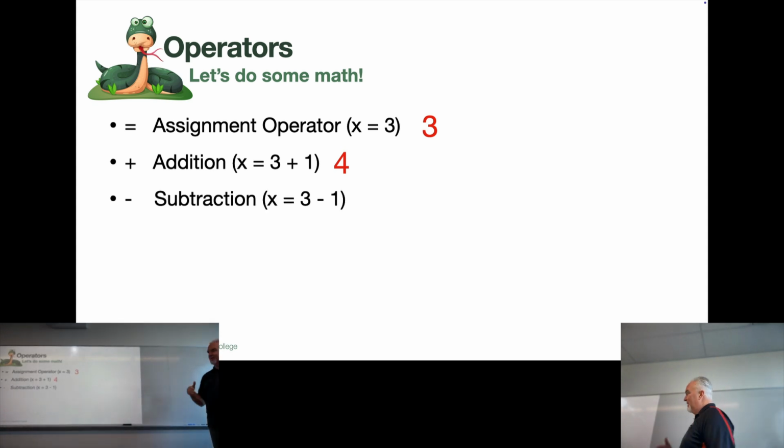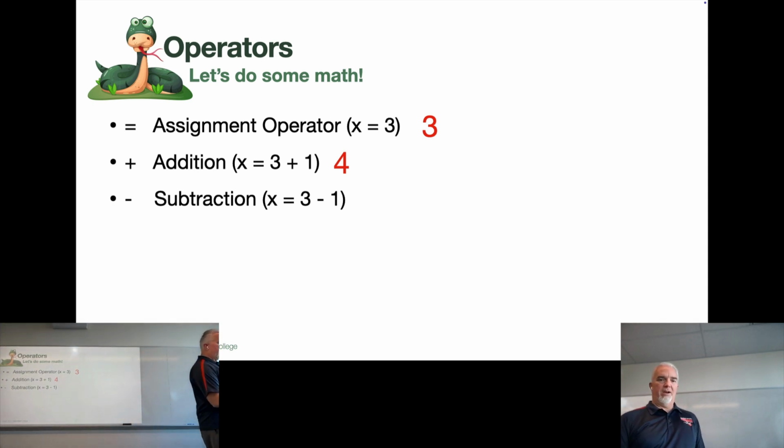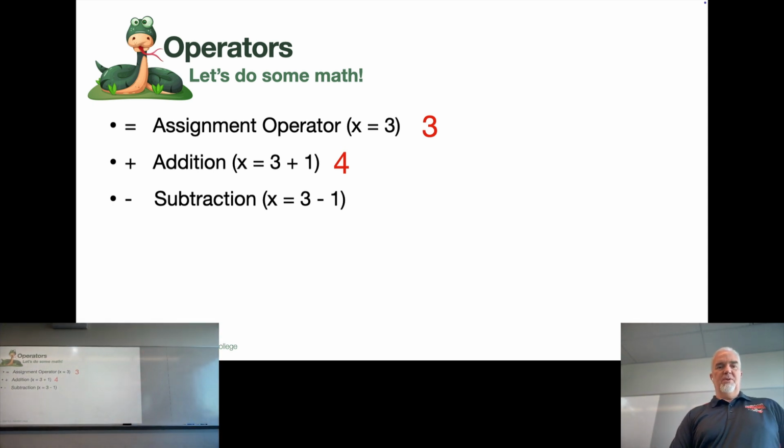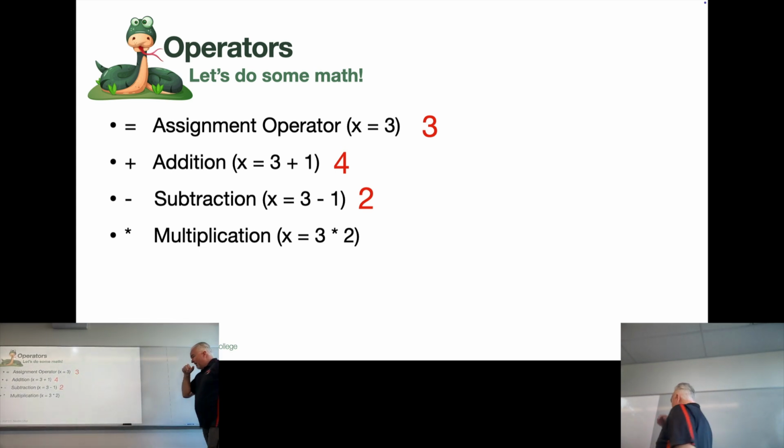Another really difficult one using the subtraction operator. What is x equal to here? 2. Good, good, good. So now we are going into multiplication.